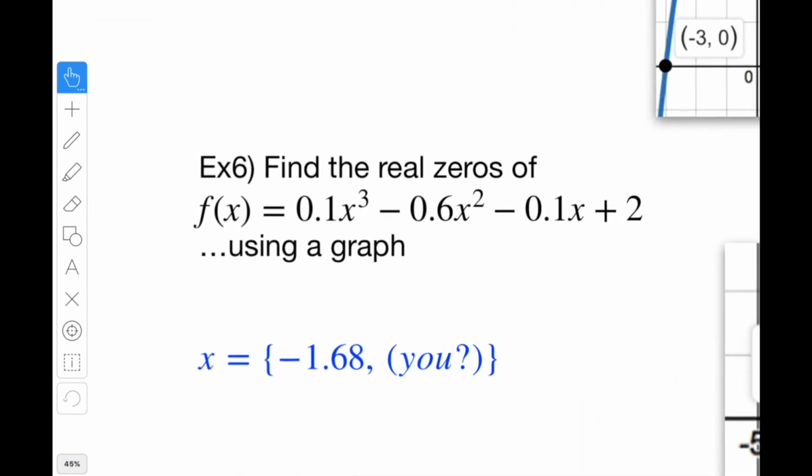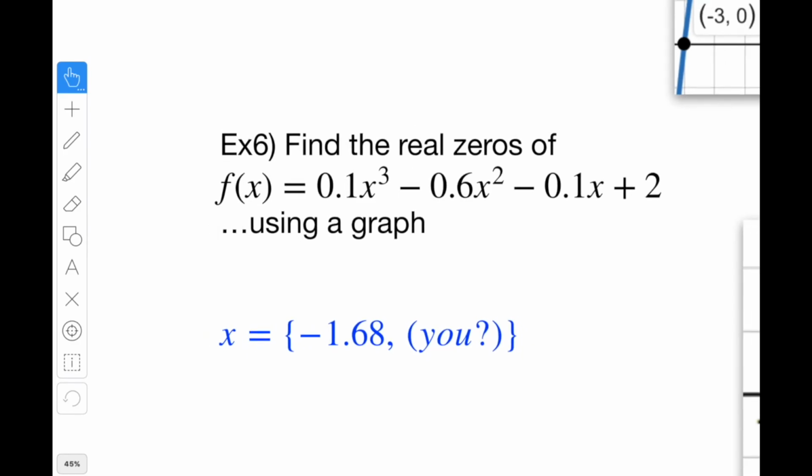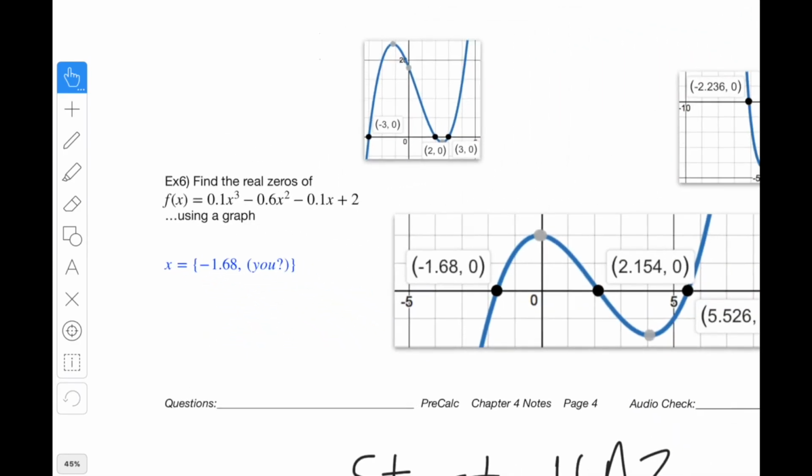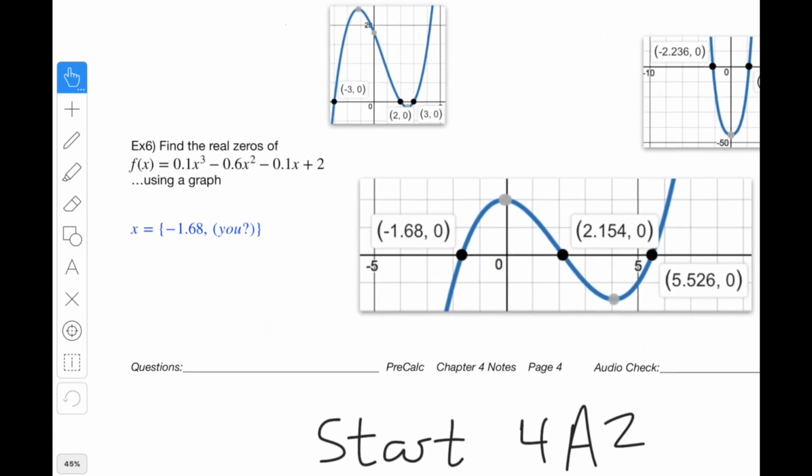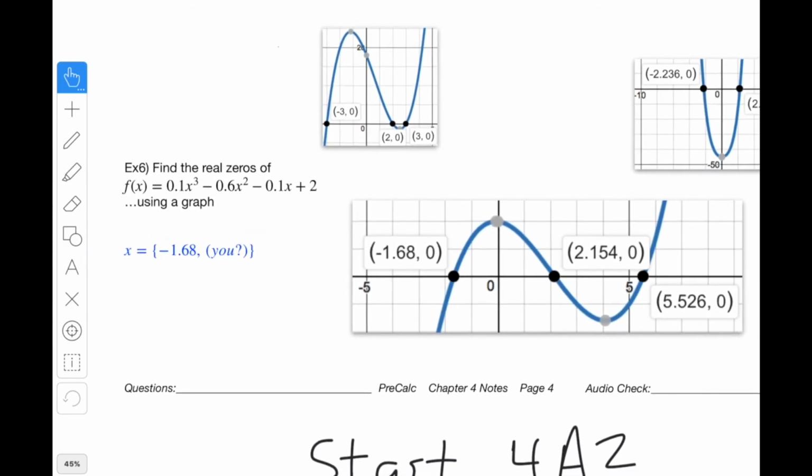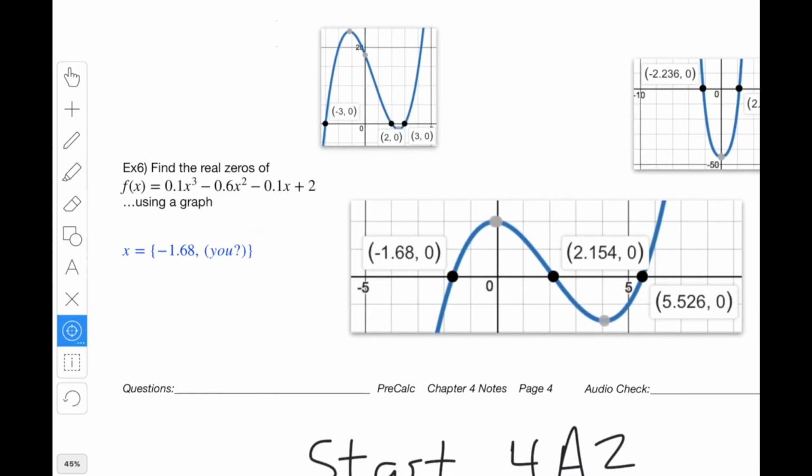Example number 6, find the real zeros of all of this using a graph. Okay, well, we know that they're very related. If you graph the function, then the intercepts are going to be the same thing as the zeros. 1, 2, 3 different intercepts. So the first one is negative 1.68, and then I want you to write down in this list the other two zeros, the other two intercepts.